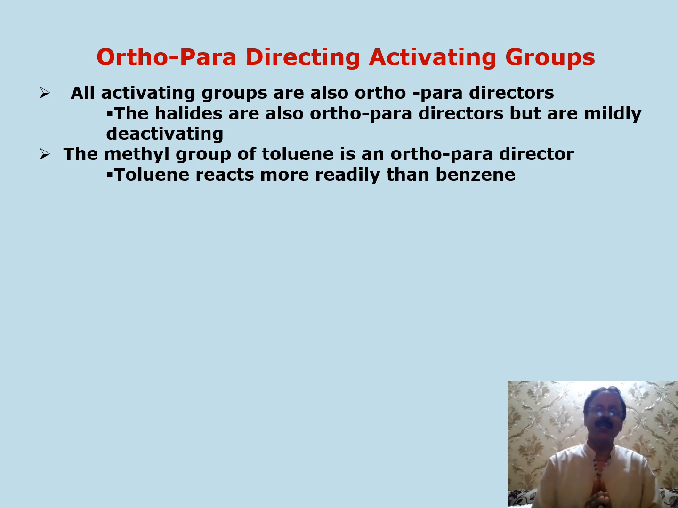So all of the activating groups are ortho para directing, whereas halogen is an exception, we will discuss it after some time. For example, the methyl group of toluene is an ortho para director, so toluene reacts more readily than benzene. Why? Because in toluene the methyl group is the activating group. So we can compare the reactivity of compounds on the basis of groups present on the benzene ring. If there is an activating group already present on the benzene ring, then that compound will be more reactive than benzene towards electrophilic substitution reaction. Like toluene, it is more reactive than benzene.